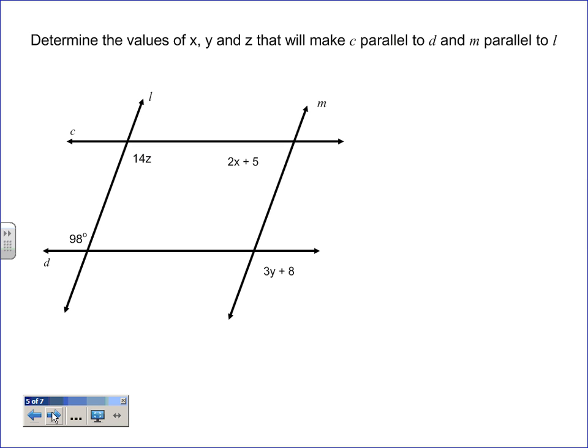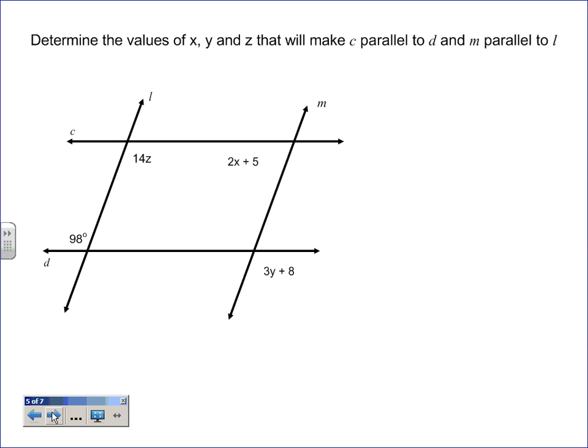Okay, determine the values of x, y, and z that will make C parallel to D. So is it telling me they are? No, but it wants me to make it so that they'd have to be. And all you have to do is make all those things come true, and M and L parallel. All right, I think we can do that.